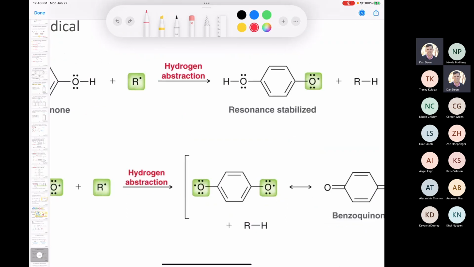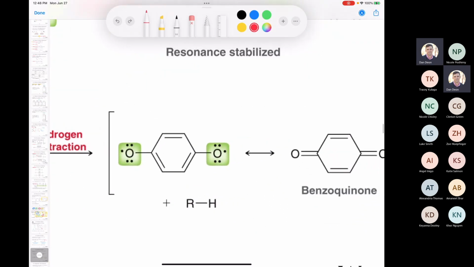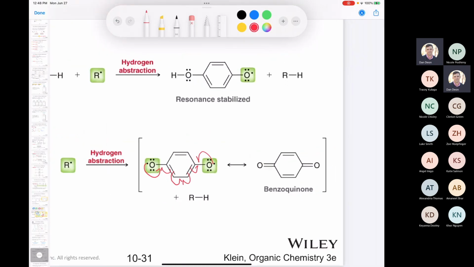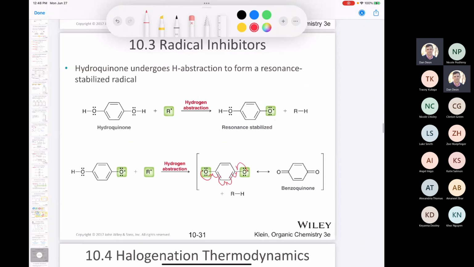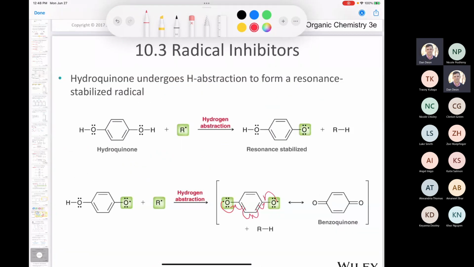And you could even try to draw the mechanism of that if you wanted to. You can say, well, I'm going to take this electron, make a double bond here. I'll put this one here, take this one here to make the double bond. I'll make a double bond here, and there you go. So that's the mechanism of the formation of benzoquinone. So what did we have? We had 2 radical inhibitors. Oxygen is one, and hydroquinone is the other. Only 2 that I would ever ask you about.